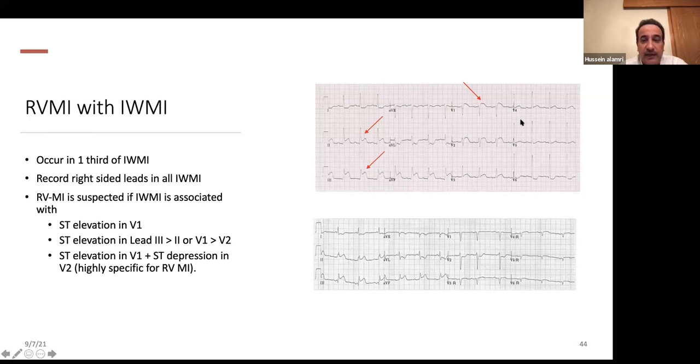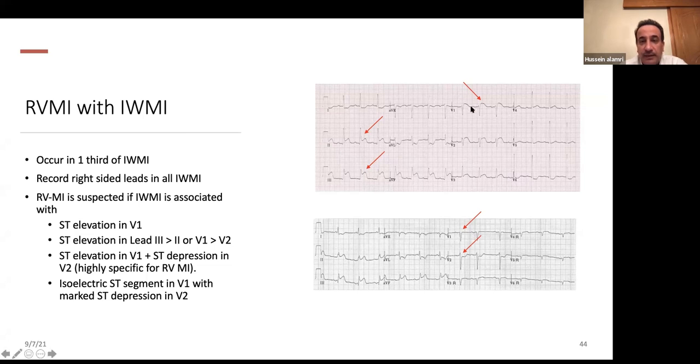You don't see it very clear here, but whenever you see ST elevation in V1 and ST depression in V2, this is most likely right ventricular infarction. And sometimes you find an isoelectric ST segment in V1 with ST depression in V2. So these are the features of RV involvement.